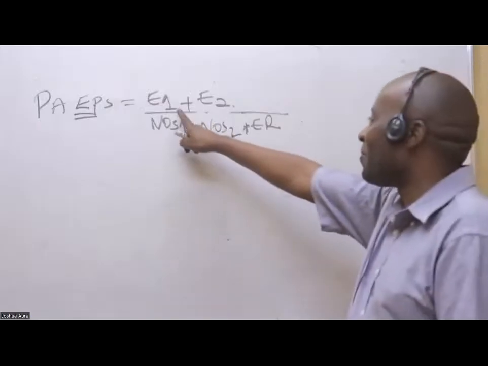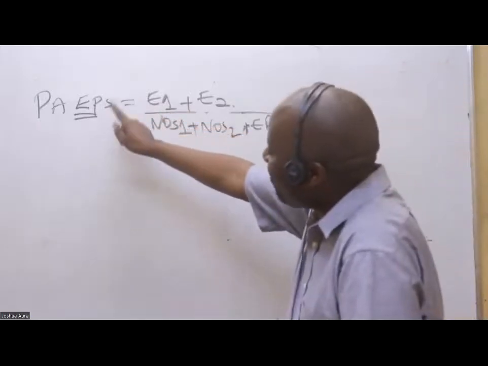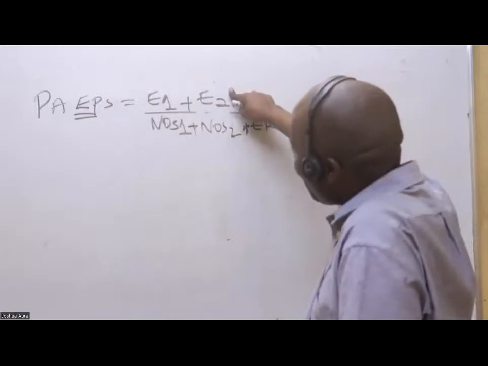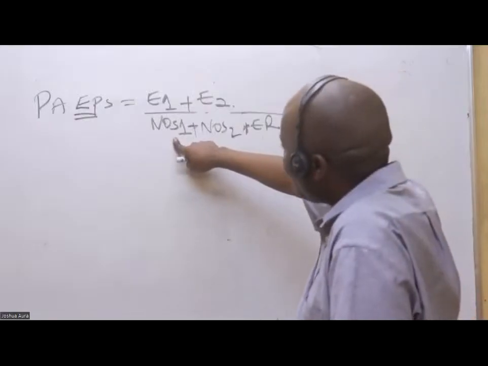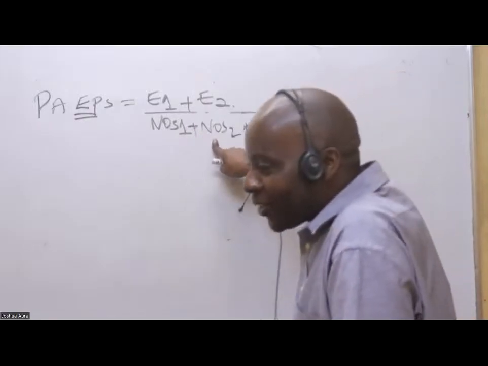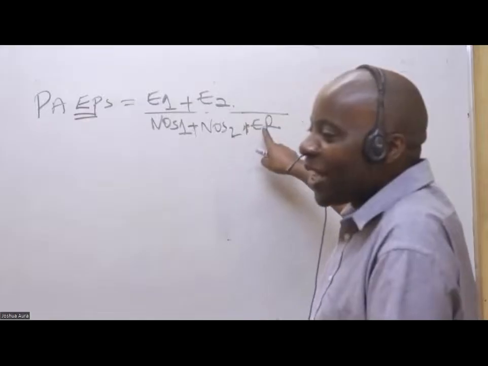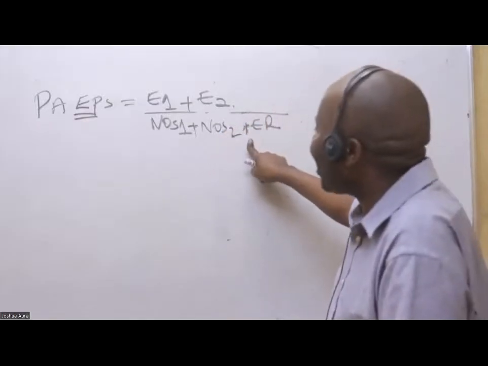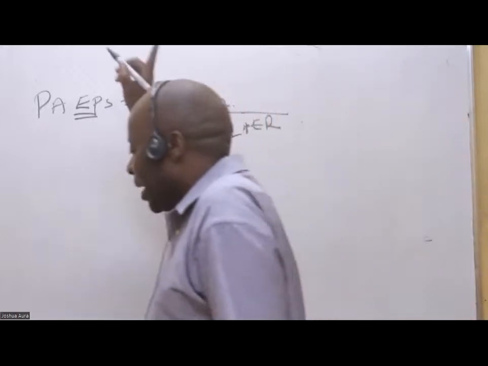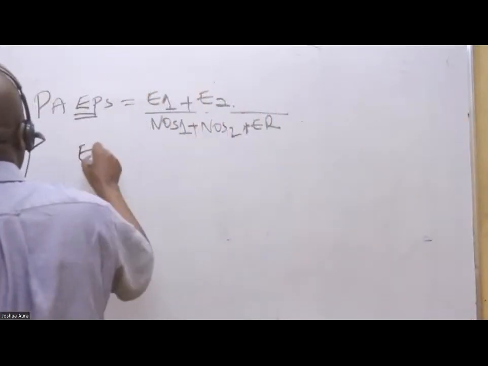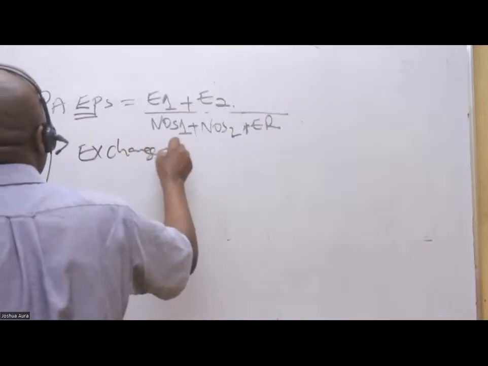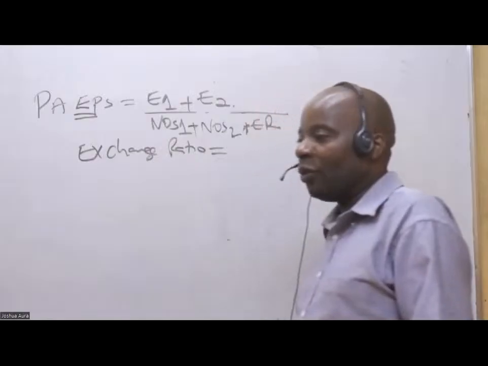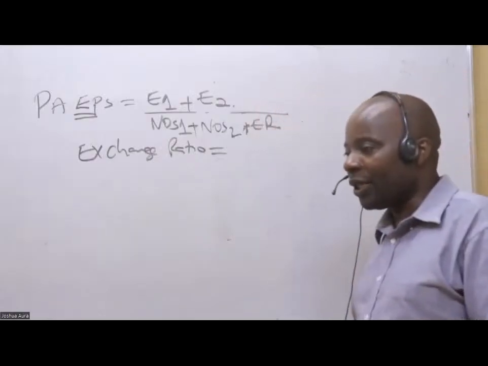So when it's post-acquisition EPS, it's earnings of company 1 plus earnings of company 2 all over number of ordinary shares of company 1 plus number of ordinary shares of company 2 times exchange ratio. So could you kindly calculate the exchange ratio for me in this question? Is there somebody who is able to tell us the formula we're going to use here?